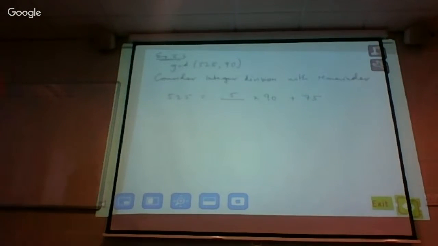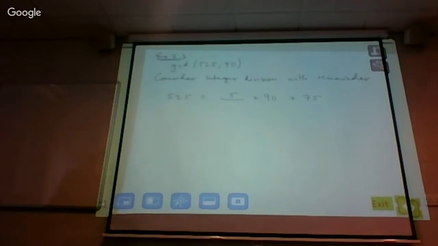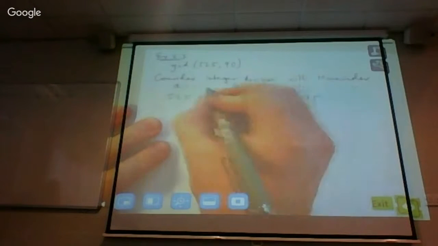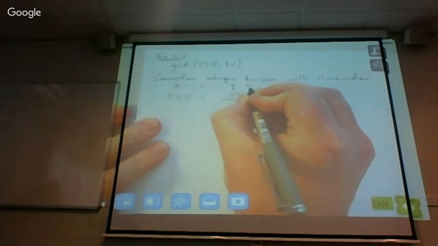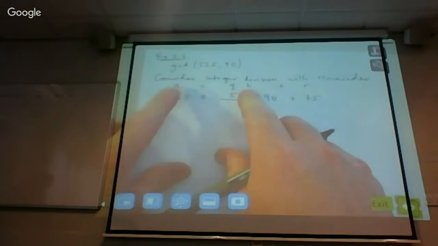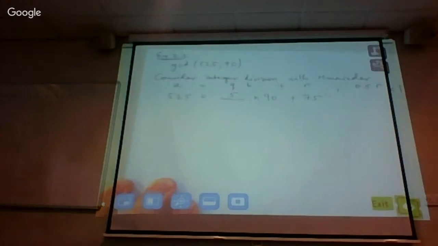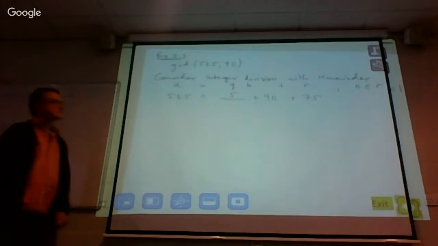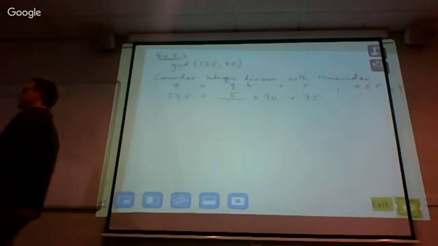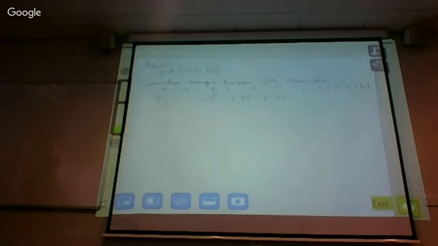Is it possible to have a negative remainder? No, because when we set up the process of integer division with remainder, we divided a number a by a number b, and the property that the remainder had was that we always considered the smallest positive remainder you can have. So the remainder r will always be positive and strictly less than the absolute value of b.